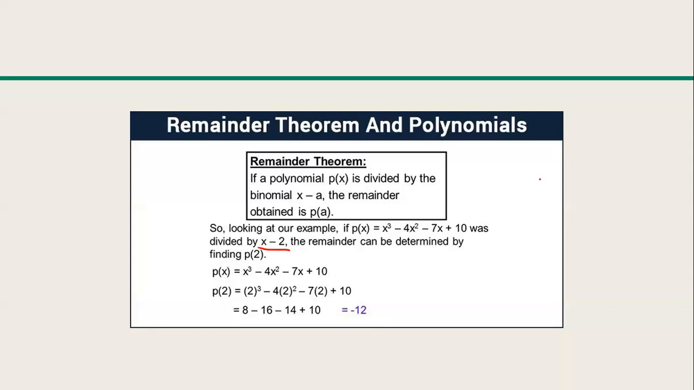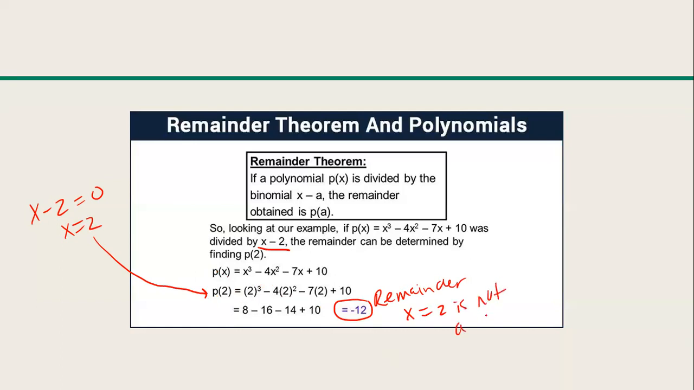So for example here, I have x minus 2, and x minus 2 means that if I take x minus 2 and set it equal to 0, what would x have to be to make this true? 2. So I'm going to substitute in 2 for x, and I do the math, and I get negative 12. What that negative 12 tells me is that I have a remainder, and that x equals 2 is not a 0, meaning an x-intercept, right?